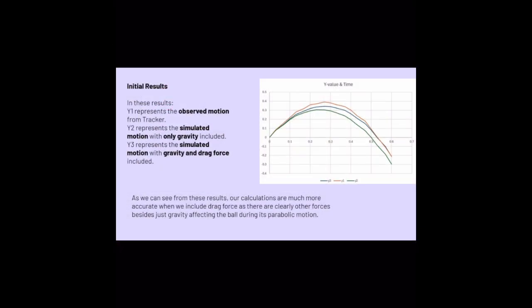and also the drag equation, which is the force that is acting against the motion of the object. So in terms of the data on this graph, y1 represents the observed motion from the tracker, y2 represents the simulated motion with only gravity included, and y3 represents the simulated motion with gravity and drag force included. From these results, our calculations are much more accurate when we include drag force, as there are clearly other forces besides just gravity affecting the ball during its parabolic motion.